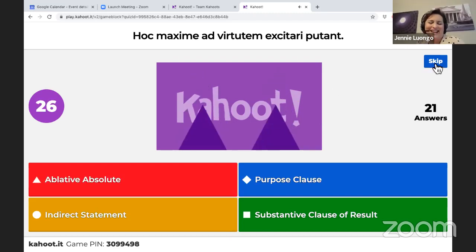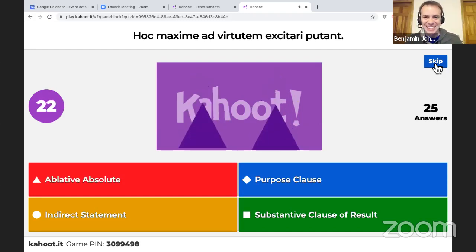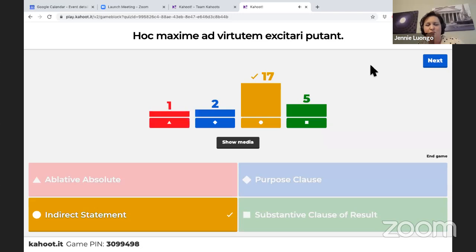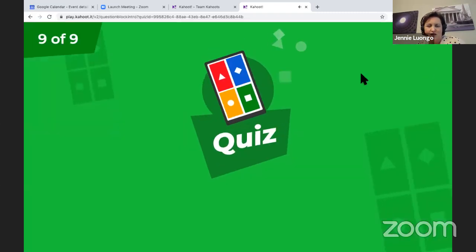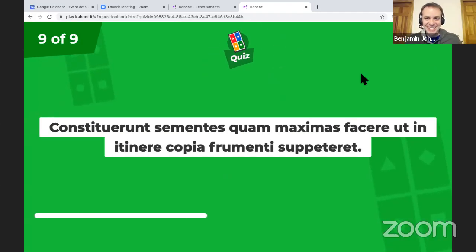A few more seconds. I am going to give one more sentence, but seconds, and we're going to have to stop it. Oh, good. Most people got that puto is introducing an indirect statement. And we will do our last one.